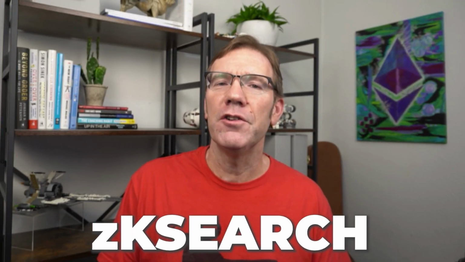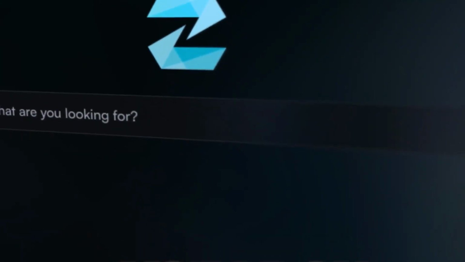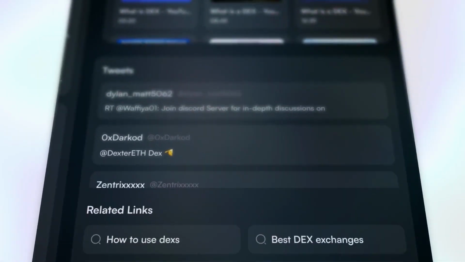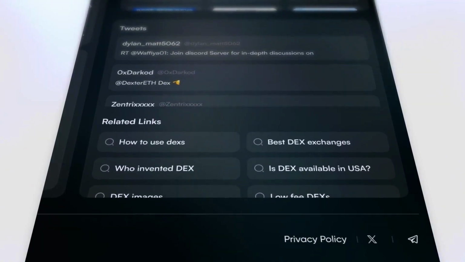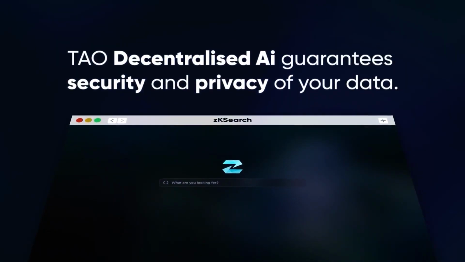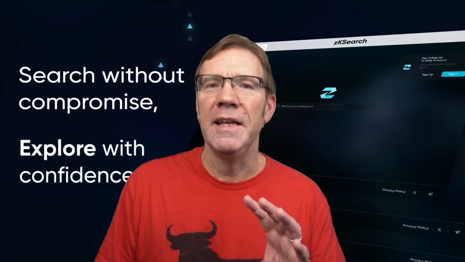Next, we have ZK Search. It is an AI-assisted decentralized search engine that does not store user data, so it creates a very private environment, and it's also resistant to censorship, and it is unbiased in its search results.